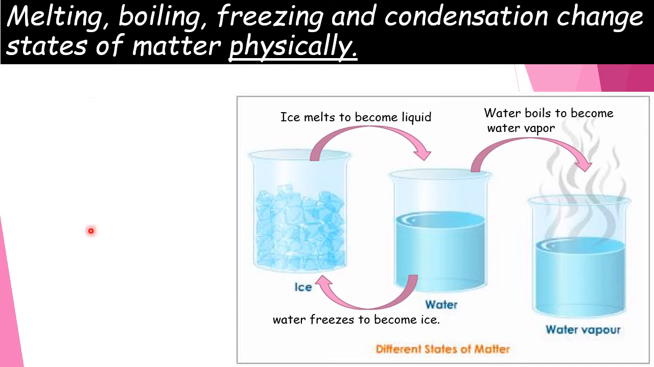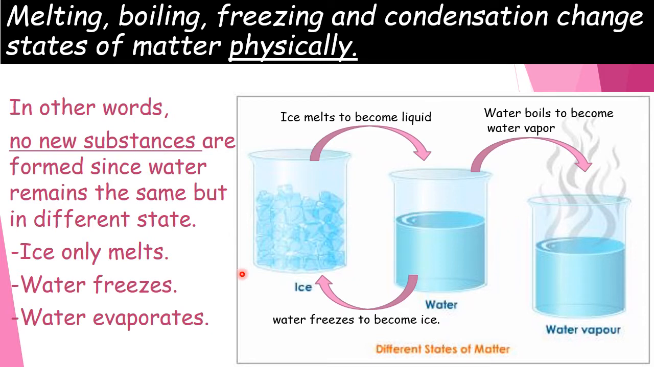In this diagram, we have different states of matter. Here, ice melts to become liquid, so there is change from solid state into liquid state. Here, water boils to become water vapor, and here, water freezes to become ice, from liquid to solid. In other words, no new substances are formed since water remains the same, but in a different state. Ice only melts, water freezes, and water also evaporates.